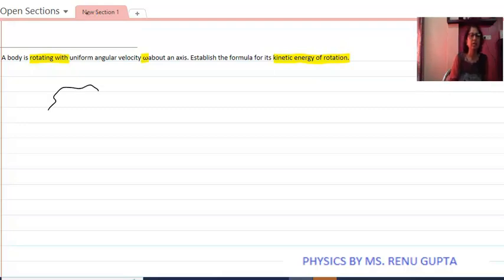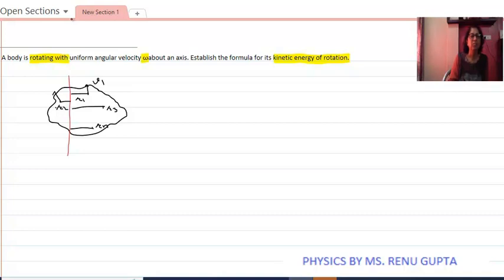Suppose this is any body and its axis of rotation is, say, this one. This is any particle which is at a distance r1. This is another particle which is at a distance r2. This is another particle which is at a perpendicular distance r3, and keeping this way, this is at a distance rn.